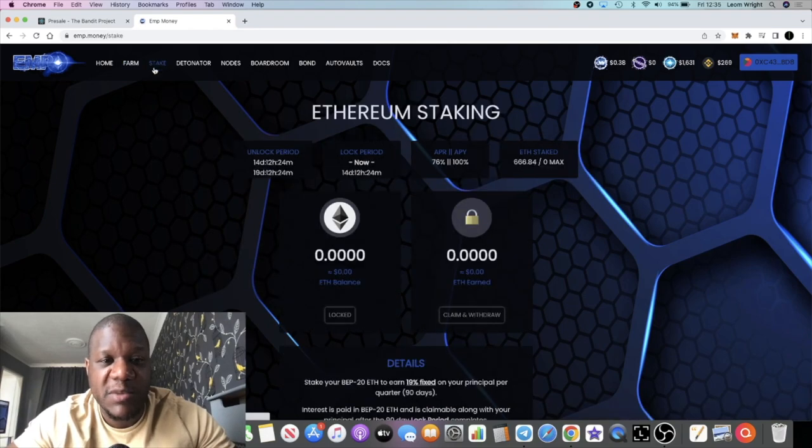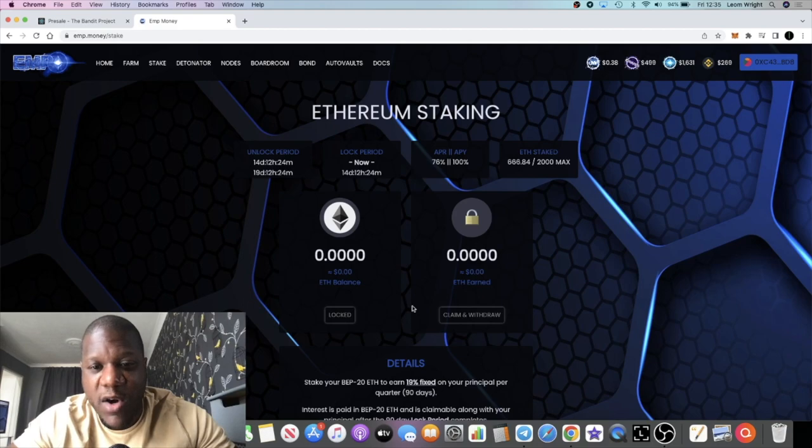You can also just basically stake Ethereum on this platform and get 76 to 100% APY. So that's another thing you can do. You can remove your LP, sell your EMP into Ethereum, and then just stake your Ethereum in here and earn additional yield on your Ethereum. So it's yield on yield.